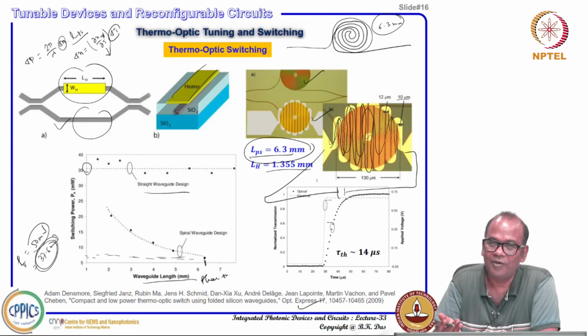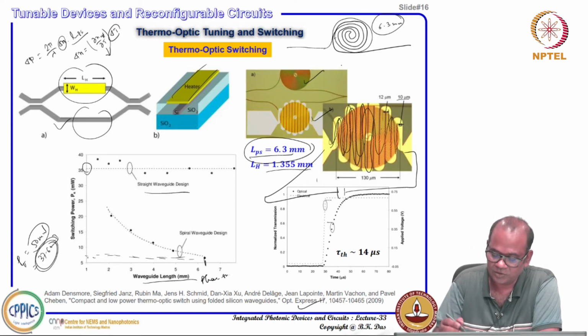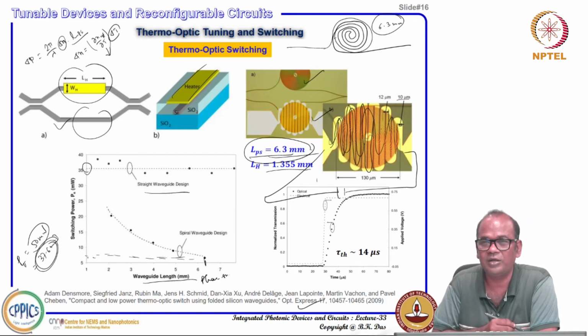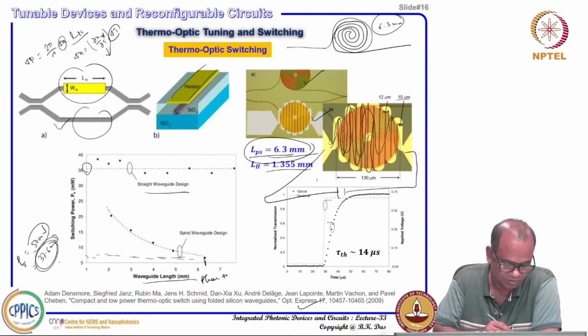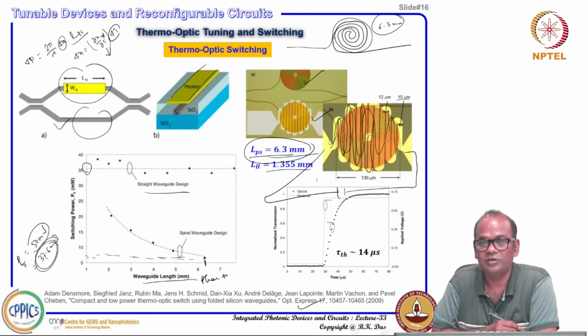In turn, waveguide loss can be introduced, but if you have a low loss waveguide design, whether it is 250 micrometer or 6.3 millimeter, maybe you can lose some optical power, but your electrical power will be reduced dramatically.